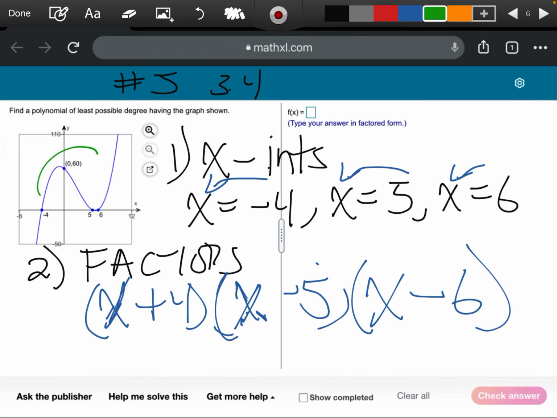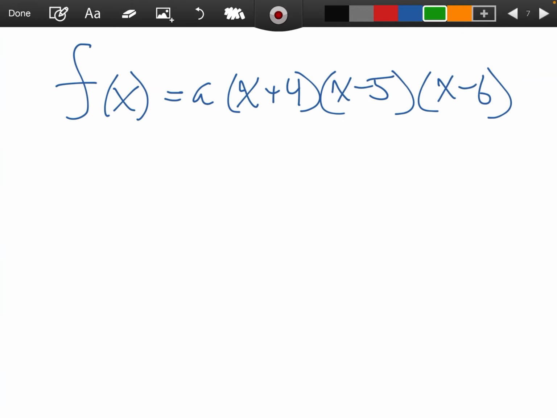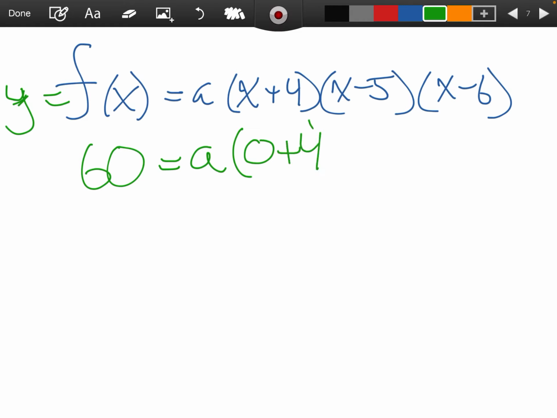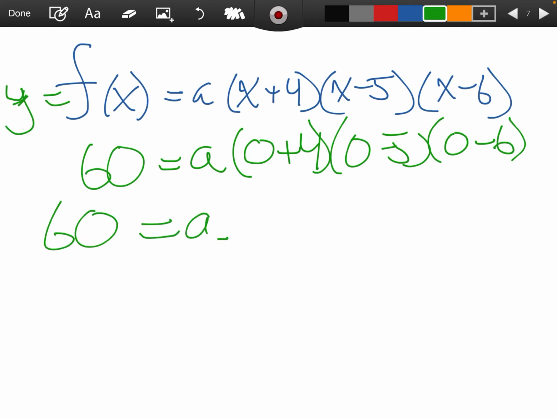Okay? Now, there's another piece of information that we knew just by looking at the graph, and it's this right here. We have that point 0, 60. So remember what this means. This means that x is equal to 0 and y is equal to 60. Okay? So when I look at this, what I'm going to do is everywhere I have an f of x, because f of x is the same thing as y, I'm going to put a 60. And everywhere I have the letter x, I'm going to put a 0. And 0 minus 6.